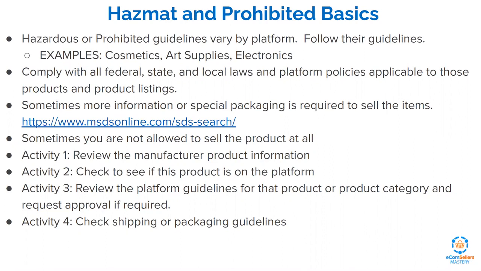So your goal, when you're looking at products you're going to be selling, especially products that may contain something perceived as a potential hazard, flammable, aerosol, whatever it happens to be, is to make sure you review the manufacturer product information. Flip the item around and look at the back of the box or the bottle or whatever, so that you have a way to contact that distributor or manufacturer. Check to see if the product is on the platform.